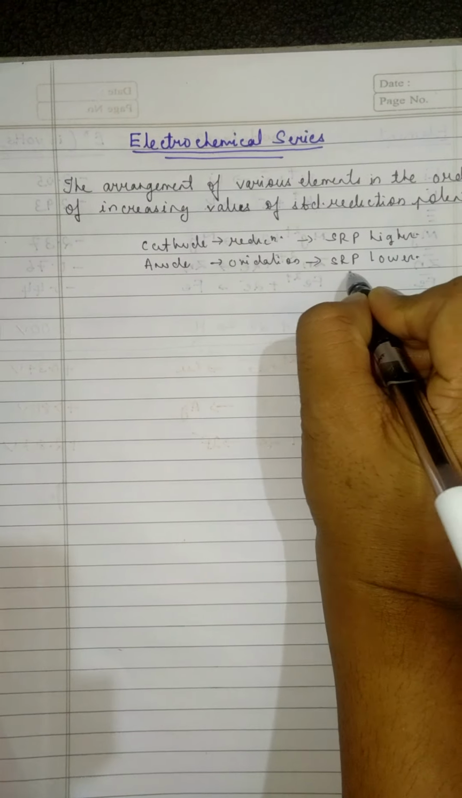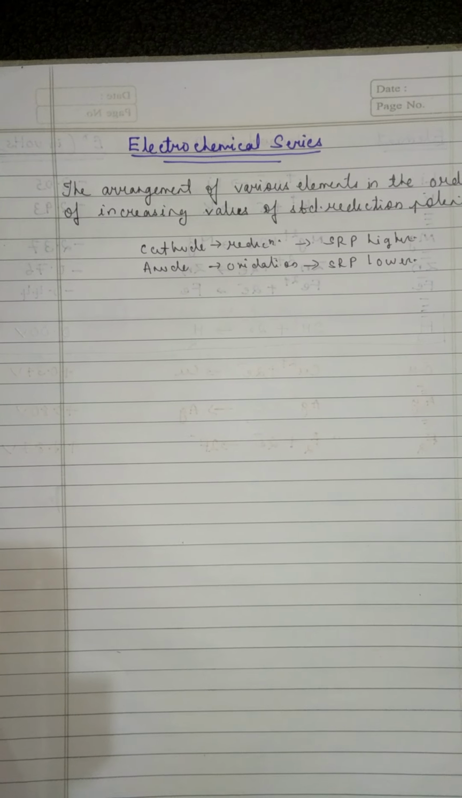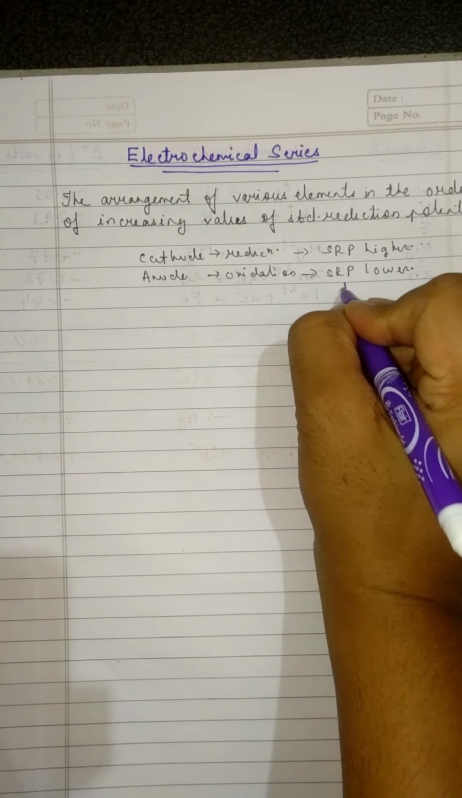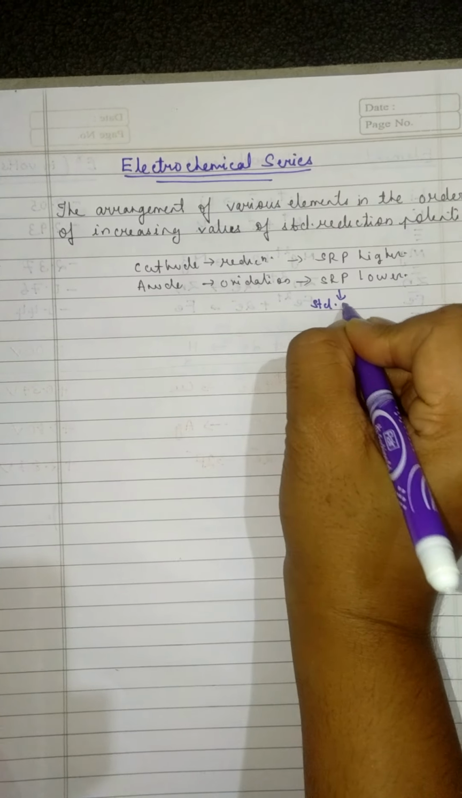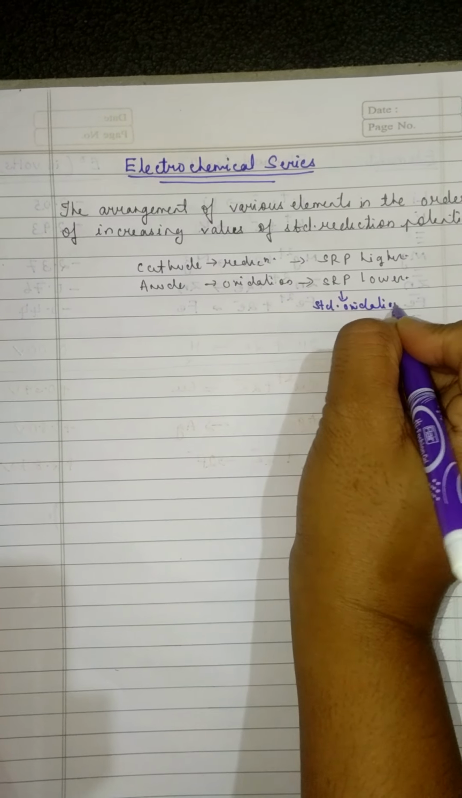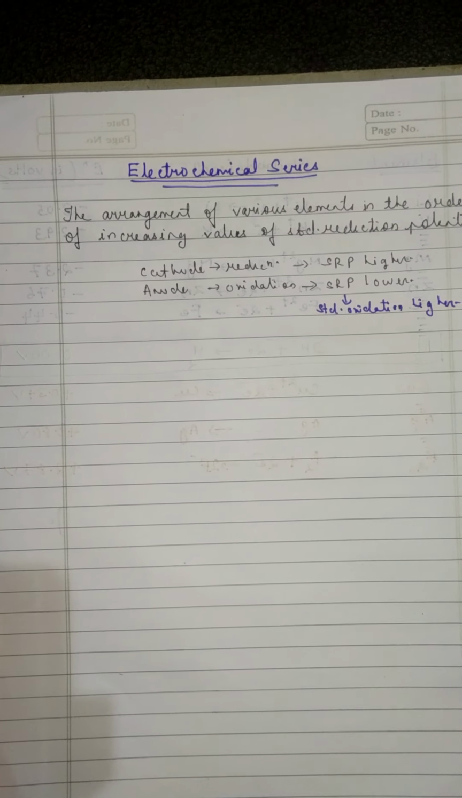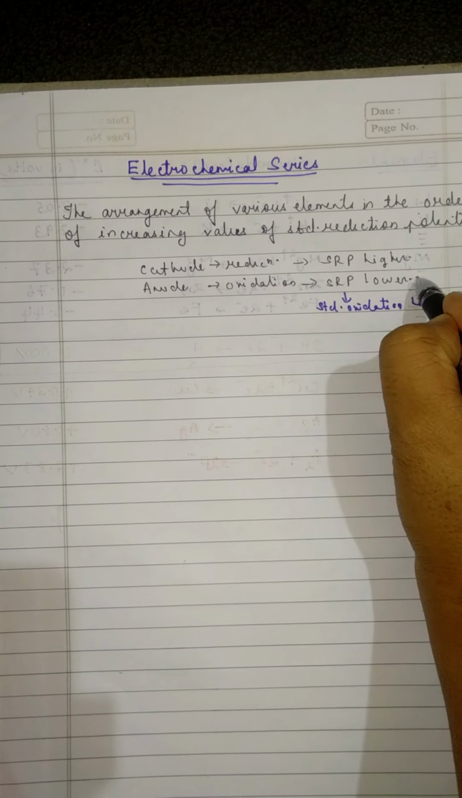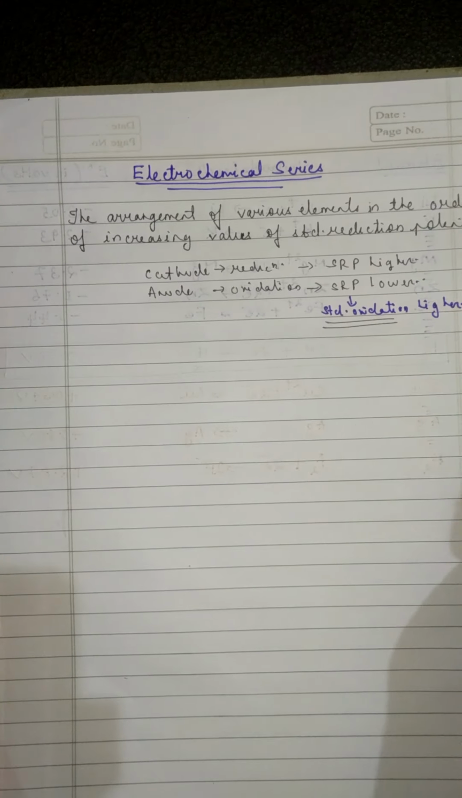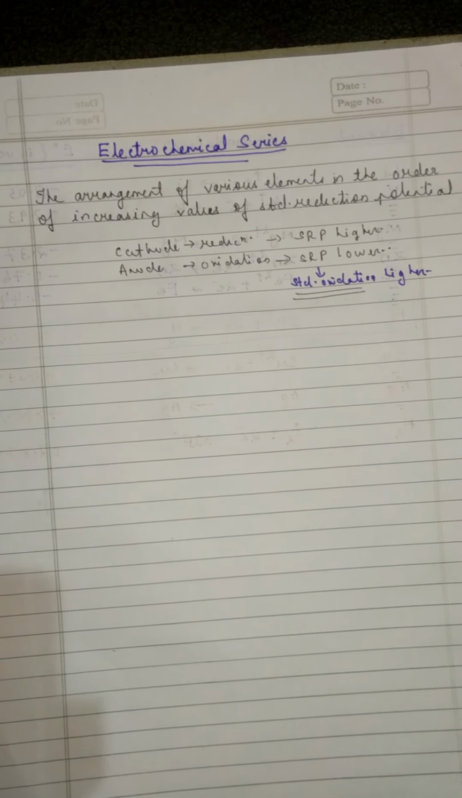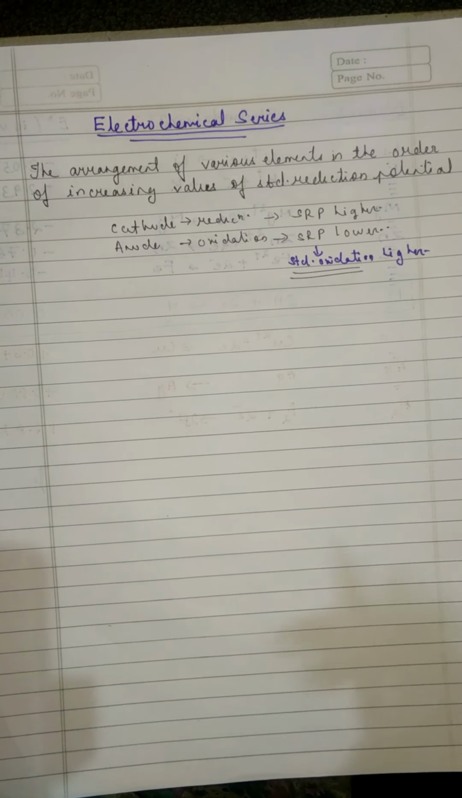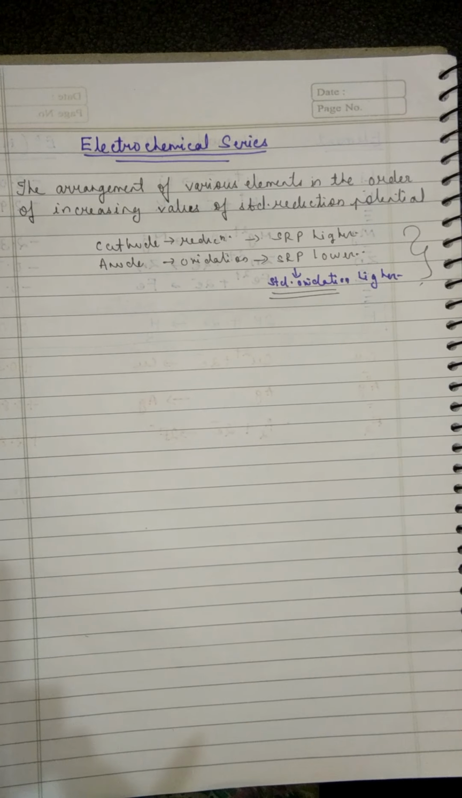Or in other words, the one which has a lower value for standard reduction potential will have a higher standard oxidation potential. If a metal or an element has a lower standard reduction potential, that means the standard oxidation potential will be higher for such metals or elements. So based on these points, let us consider the electrochemical series.